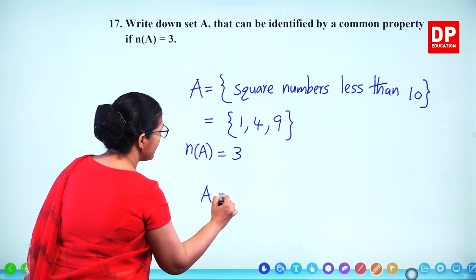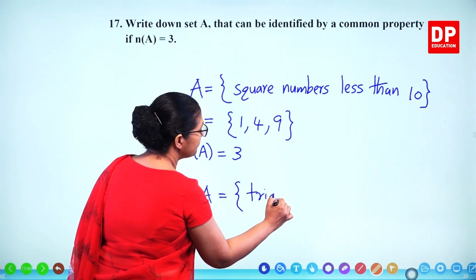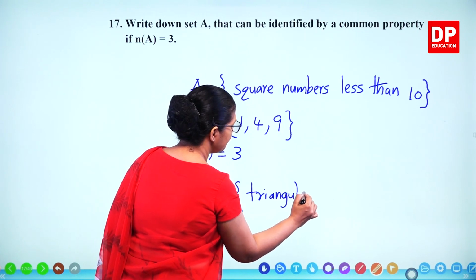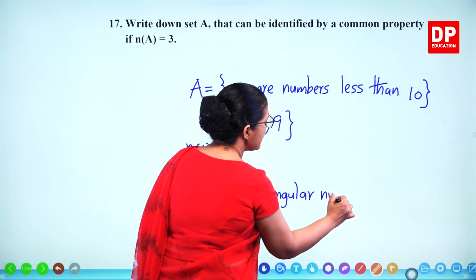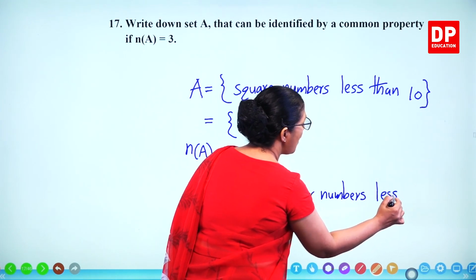Same thing, I can write another one. Triangular numbers less than 10, starting with 1.